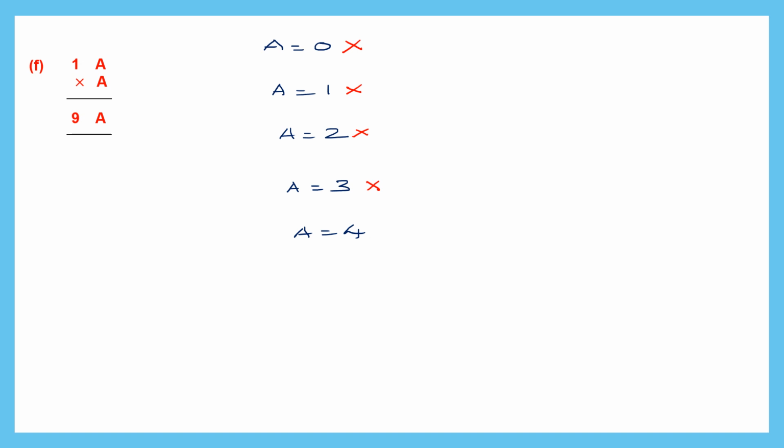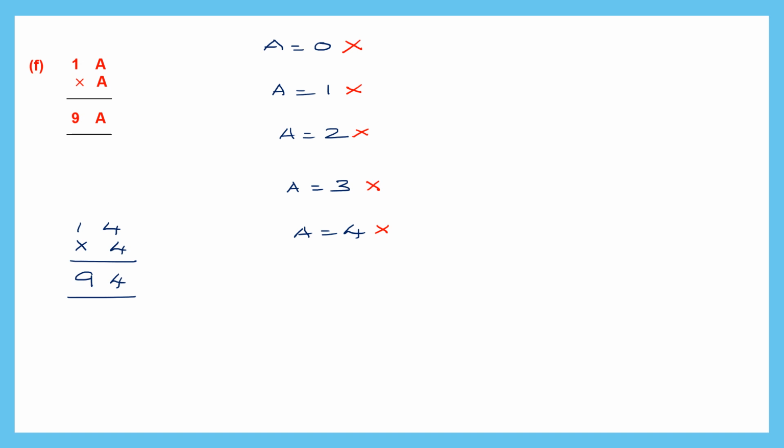So in the place of A, we're going to put 4. So 1A into A is 9A. So 1A means 14 into A is 4, should give us 9A, 94. Now let's multiply and see. 4 4s are 16 and not 4 here. So here itself you can make out it's not working out. That means A cannot be 4.